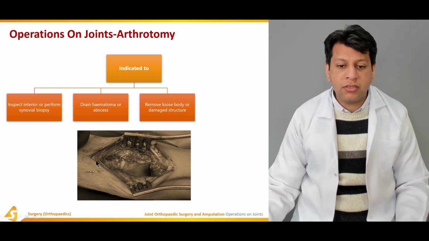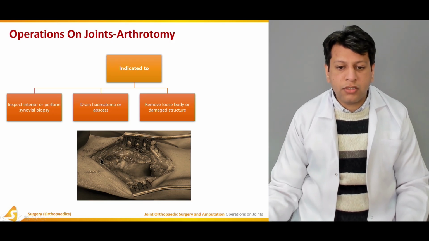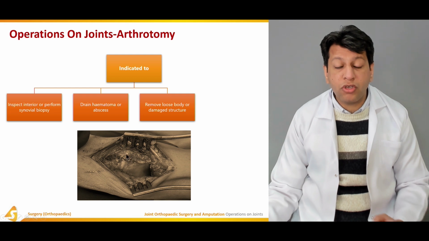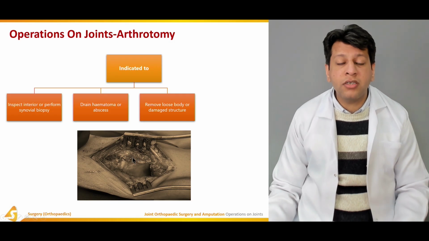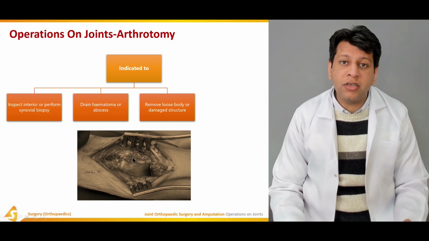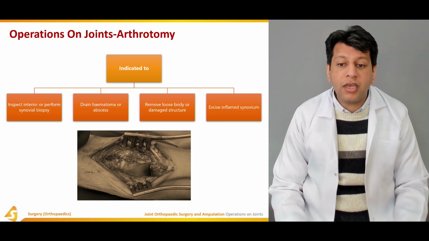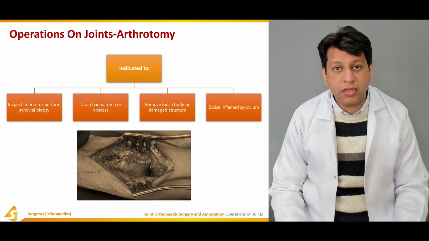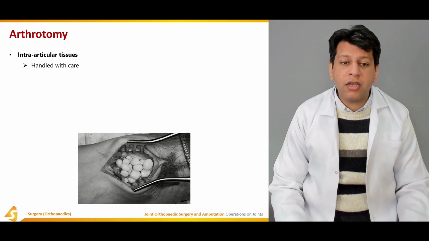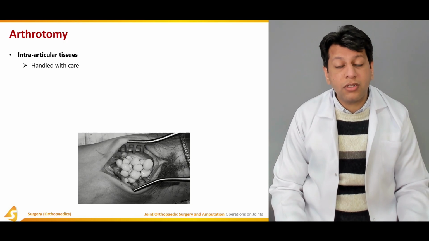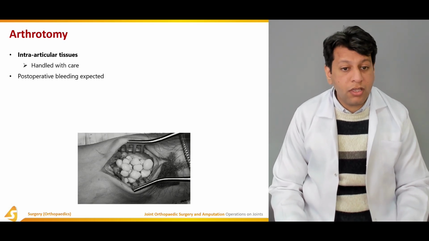As you can appreciate, this is the knee joint which is being opened by a medial parapatellar incision, and all the structures are visible. If you want to take a biopsy for any tumor, it can be done as well. Hematoma can be drained as well, or most commonly it is indicated for abscess drainage, especially when it is a septic knee arthritis. Or it could be to excise inflamed synovium if it is synovitis, but usually it's rarely for that purpose. So in arthrotomy, intra-articular tissues are there, and as you are in the joint, it is a sacred place. One has to handle that with care.